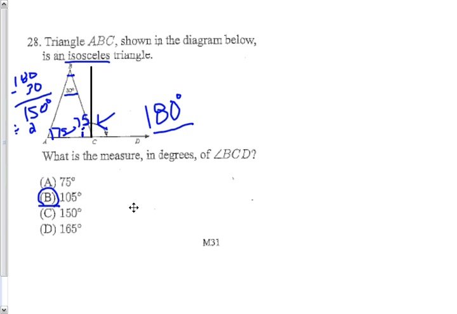So, a couple of different strategies on solving that question. Of course, they're wanting you to recognize that an isosceles triangle has two sides that are congruent or equal to each other. Therefore, they have two angles that are congruent or equal to each other.